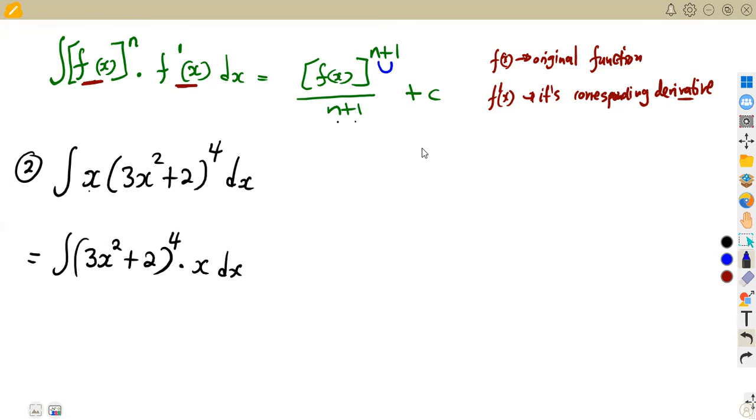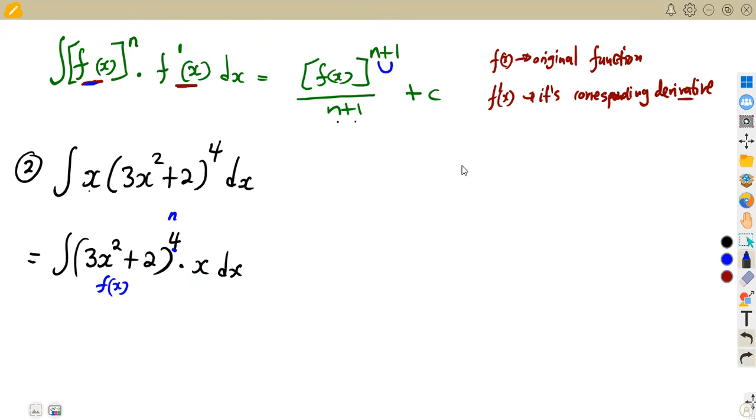Remember, the product of a and b is the same as the product of b and a. It's just one and the same thing. Now let us analyze from this. We are saying this is our f of x, and this is our exponent, which is n. Is this f of x giving us the first derivative?